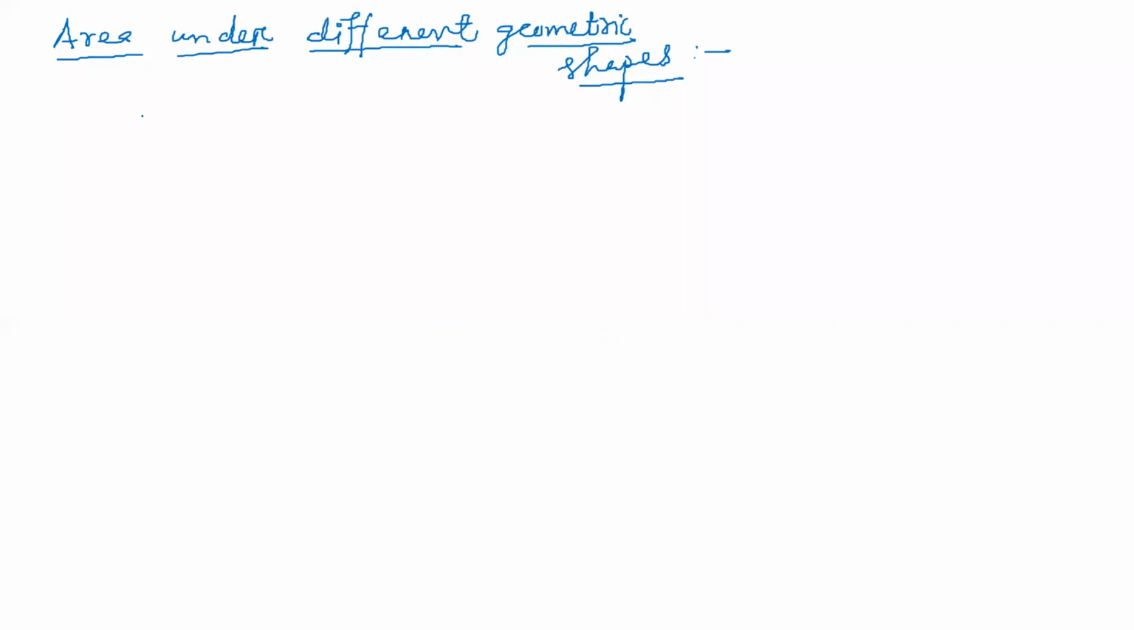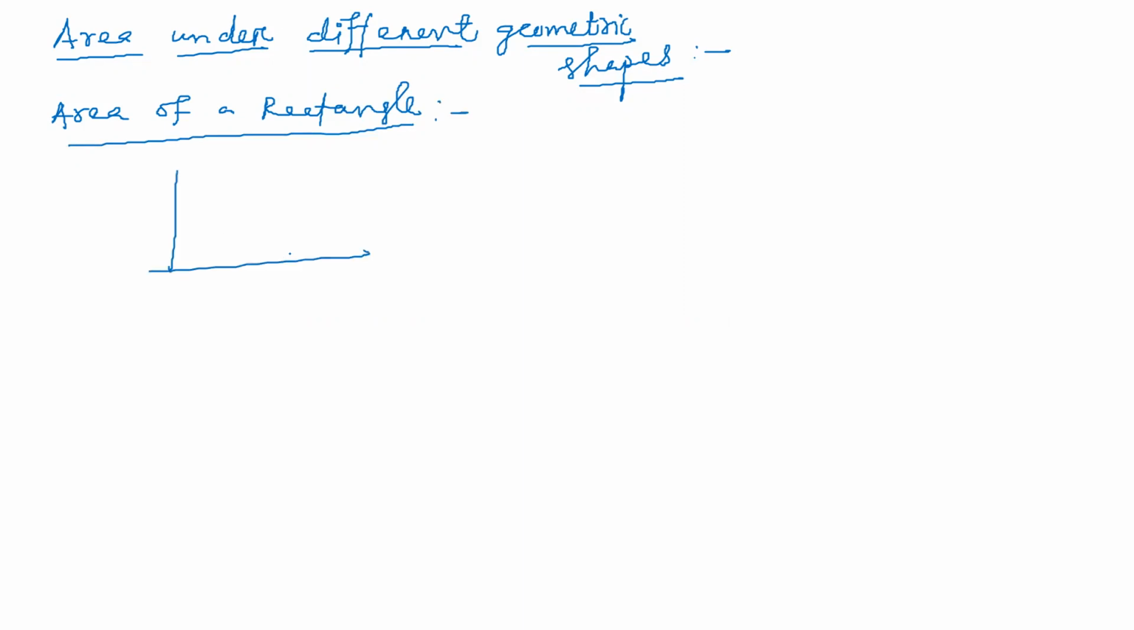Let's find the area of a rectangle. Let's students take one rectangle. Let's take here one rectangle, and this is the x-axis, and this is the y-axis, and this is the rectangle. Let this be the length and this be the breadth.